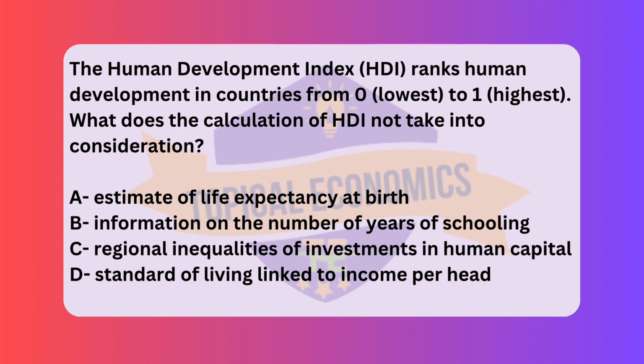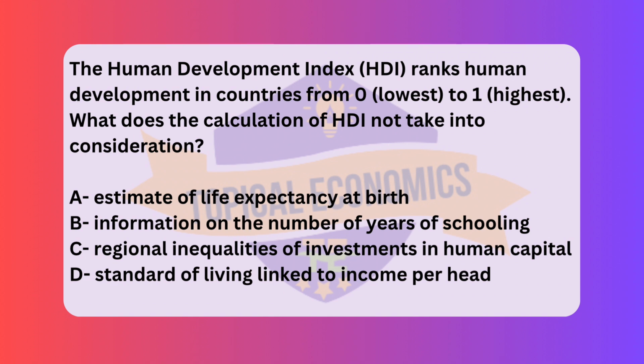The HDI does not account for regional inequalities within a country. It is a national level index, meaning it looks at the average values of health, education, and income across the entire country. The HDI does not measure disparities between regions or populations within a country, such as differences in investments in education, healthcare, or income across urban and rural areas.